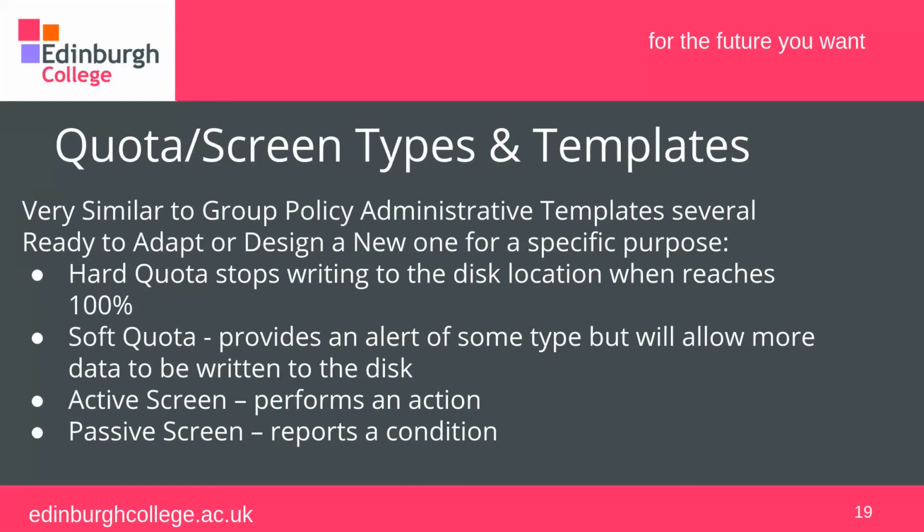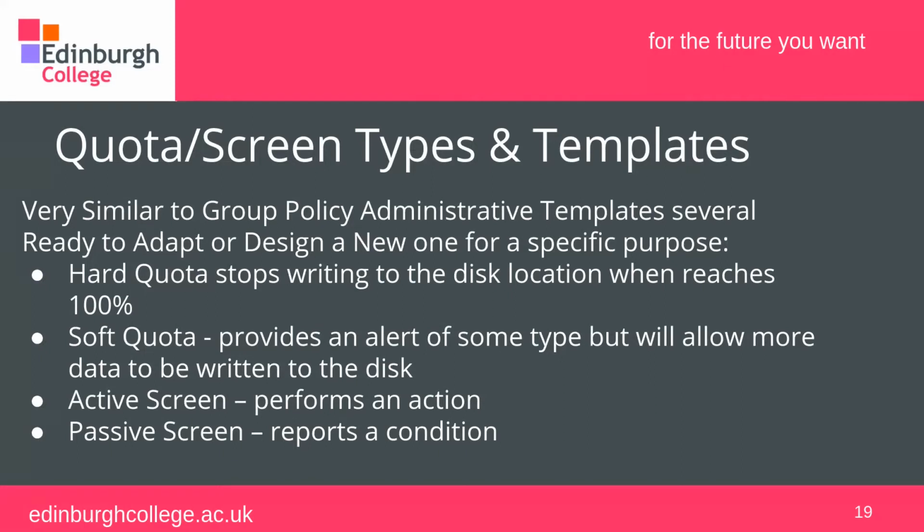Quota types. A hard quota will stop writing to the disk when you're at 100%. So if we've got a 200 meg limit on a folder, once it reaches that limit, you will not be allowed to save anything else in there. That's a hard quota. A soft quota will allow you to keep writing to the disk, but will generate some kind of an alert either to the event viewer or via email to where you would like it to go.